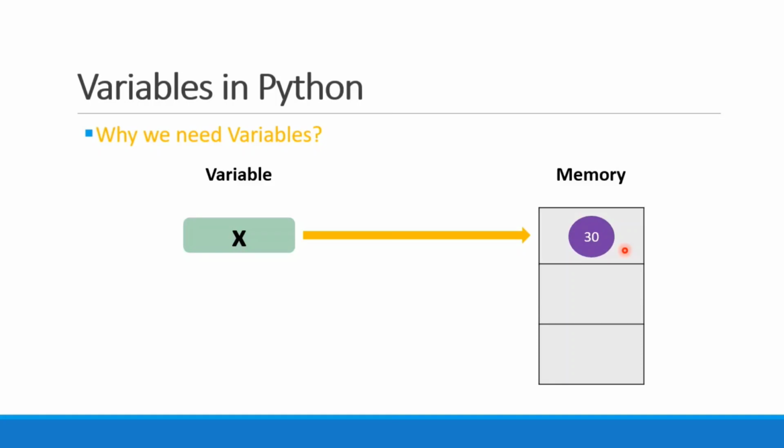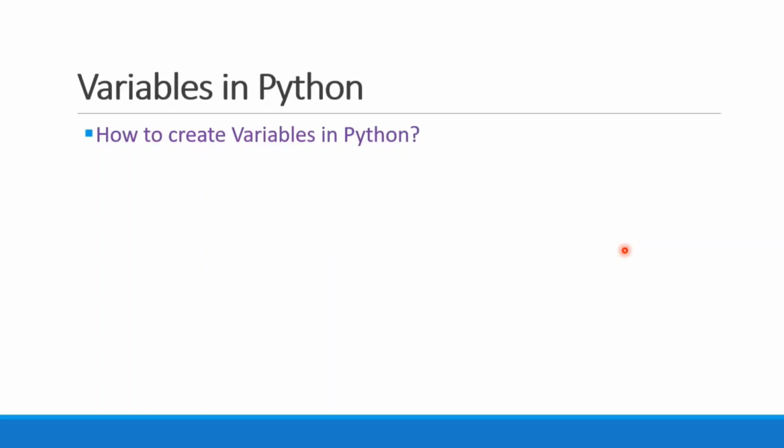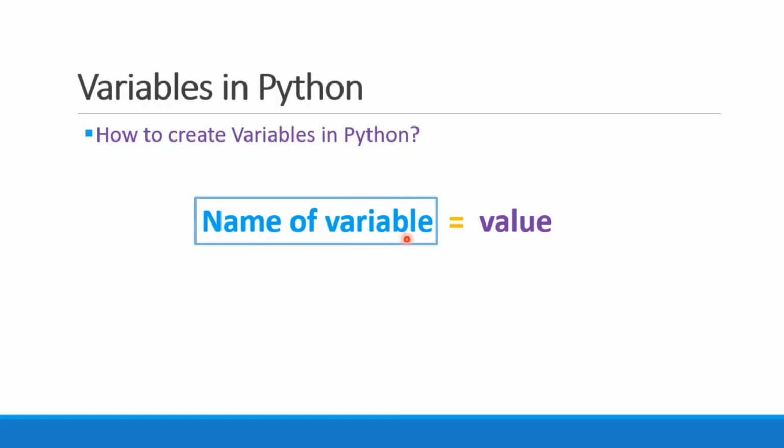Now let's move to how to create variables in Python. Creating variables in Python is very easy. You can create variables in Python by using this syntax. So here this is a name of variable. You can give it any name like ABC, XYZ, but there are certain rules for defining a name of variable. So I will discuss these rules in the end of this video.